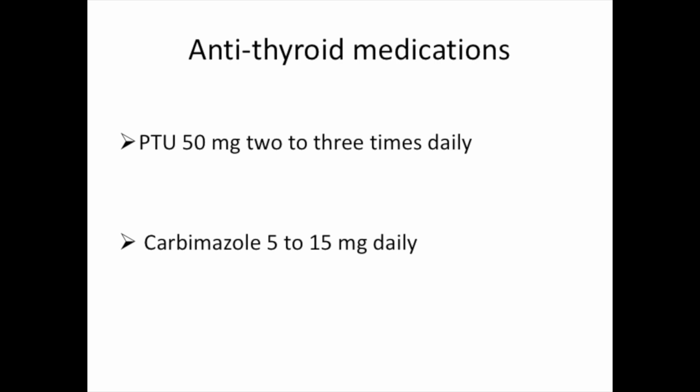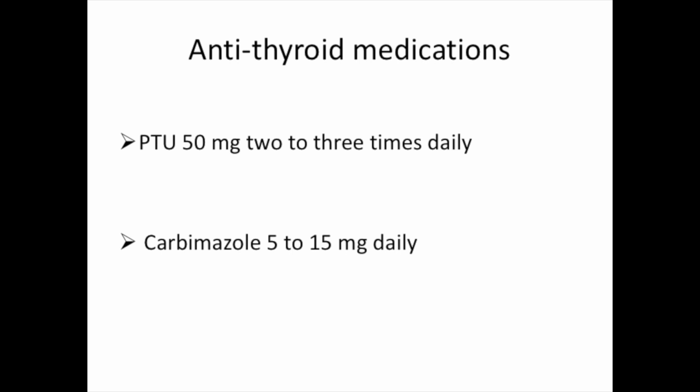Now, when we want to treat hyperthyroidism or Graves' disease in pregnancy, the first option to choose is the antithyroid medications. There are 2 medications that can be used, propylthiouracil and carbimazole. To start with, for propylthiouracil, you can start with 50 twice or thrice daily. You can reach up to 150 TDS. For carbimazole, you start with 5 mg twice daily and you can reach up to 15 mg. These are the antithyroid medications that can be used during pregnancy.